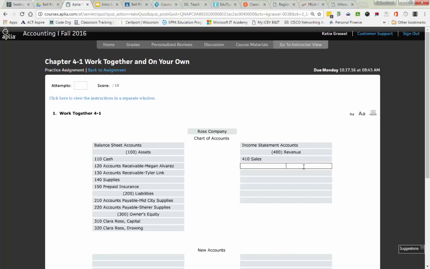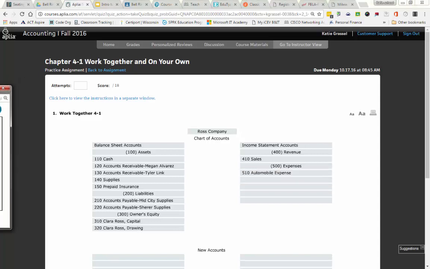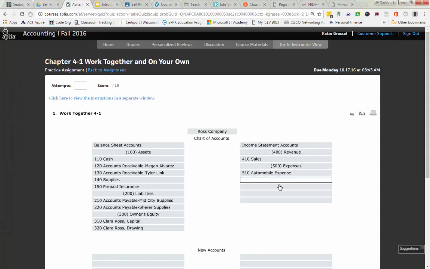So now I have to do my 500, and I have to list my expenses. Now expenses are the easiest accounts to classify because they actually have their classification in their account title. So 510 is my first expense account. Expense accounts are going to be organized alphabetically. So when I take a look at my expenses, I have to go through and figure out. The first one I have is going to be automobile expense. Then 520 would be insurance expense.